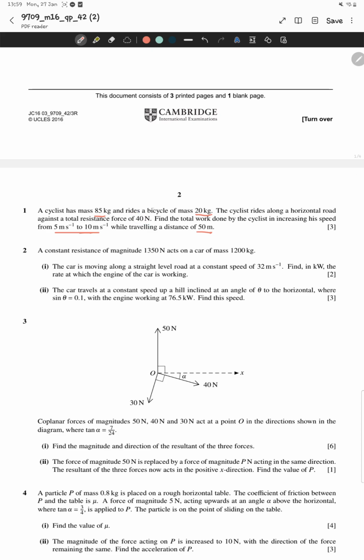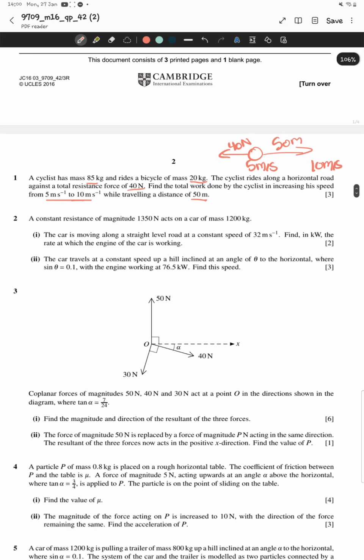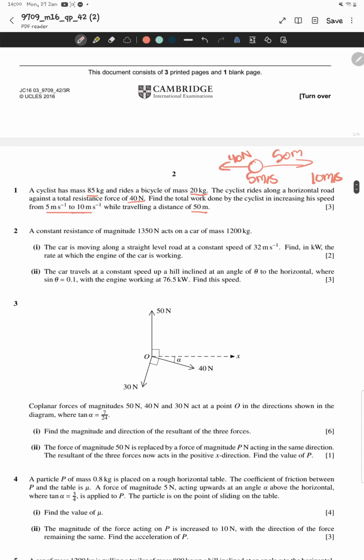If a cyclist is moving in this direction, and then there's a resistive force of 40 newtons this way to the left, and his force is this, and 10 meters per second in 50 meters. So I guess we could find acceleration and then use force. So acceleration is like 2as equals v squared minus u squared.